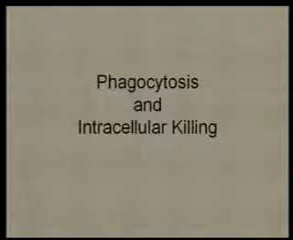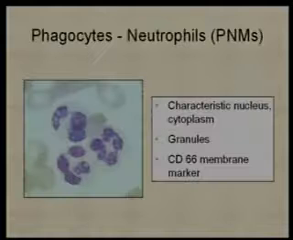All right. So let's talk then about the phagocytic cells first. And we'll talk about phagocytosis and intracellular killing. So how do the neutrophils and the PMNs, the neutrophils and the macrophages, phagocytose particles and kill them? All right, for the PMNs.